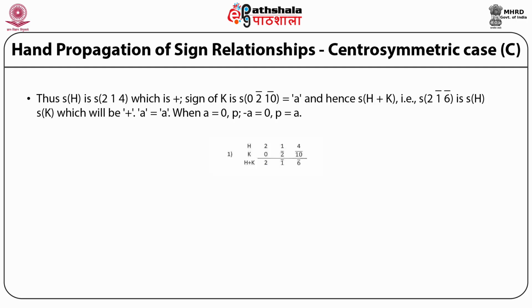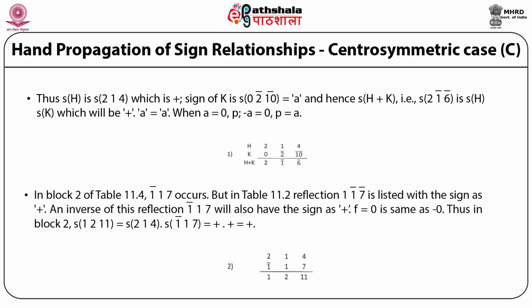Okay, this is how you fill up the sign of the third reflection. Usually the H and K are called the parent reflections. The new reflections after adding, you call them daughter reflections. Sometimes the daughter reflection can also be used as a parent reflection if the value is known. Now we consider another block.